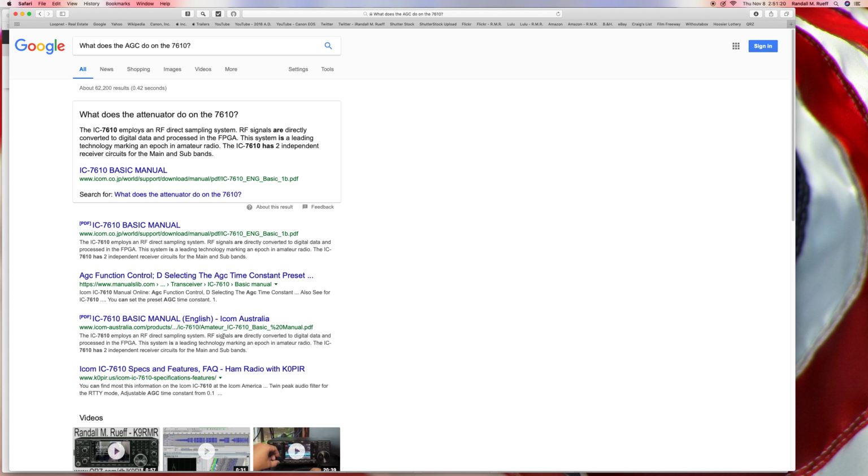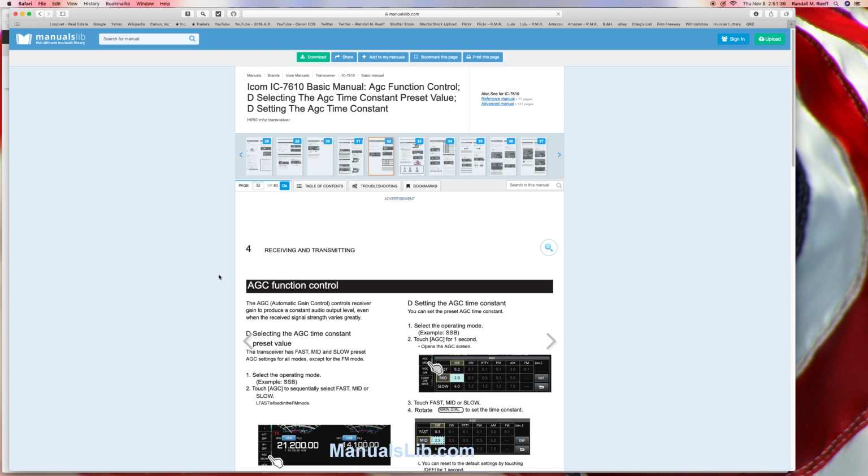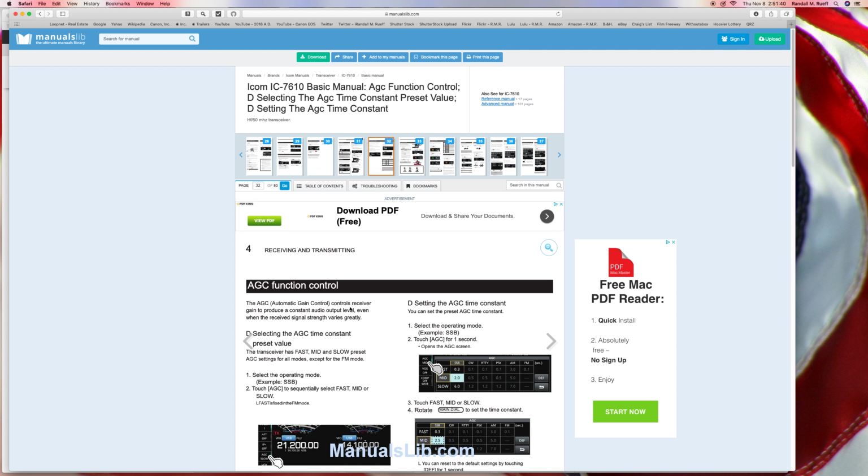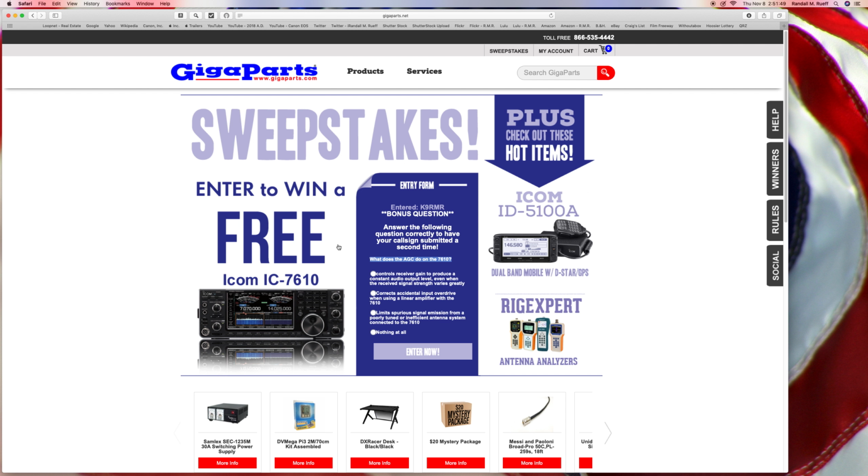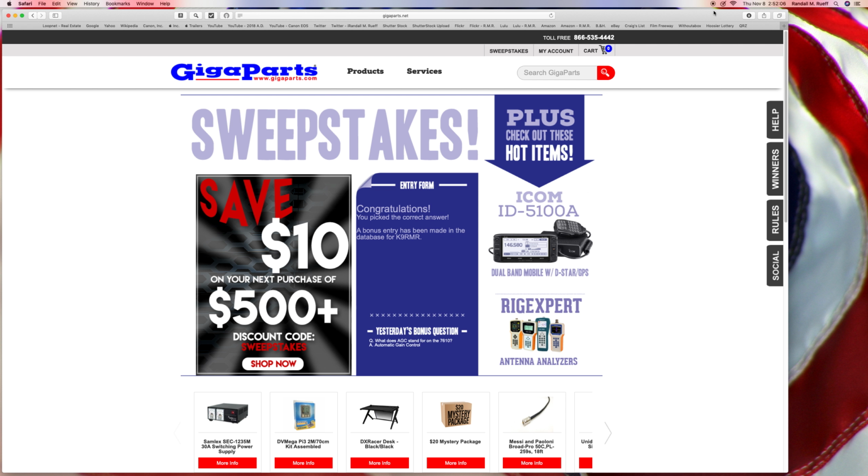Okay, that's supposed to be RF signal would directly convert to digital data, and I don't know, that's what I want. AGC function. Age? AGC. No, that's AGC. No, I think it's something. Automatic gain control receiver to produce a constant audio output level, even when it varies greatly. Okay, so when the signal varies greatly. Okay. So it's this one. Right? Yeah. That's the one. Woohoo! So now you know.